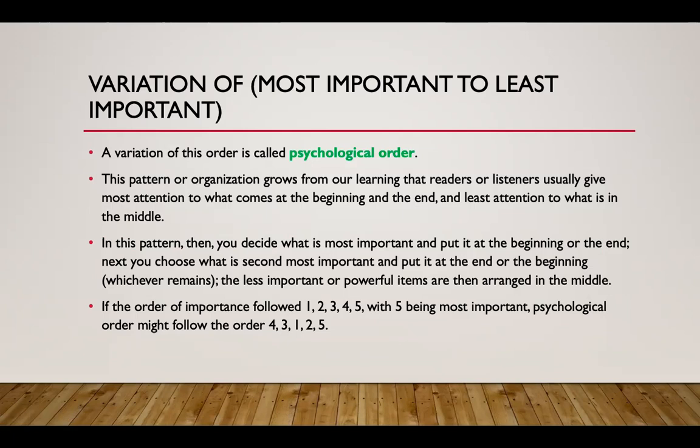In this pattern, you decide what is most important and put it at the beginning or the end. Next, you choose what is second most important and put it at the beginning or the end, and the other information comes in between. If the order of importance followed 1, 2, 3, 4, 5, with 5 being most important, psychological order might be like 4, 3, 1, 2, 5, or 5, 3, 1, 2, 4. It can be anything like this.